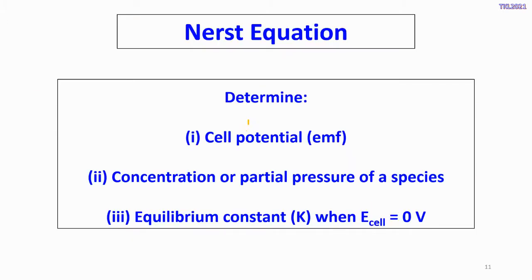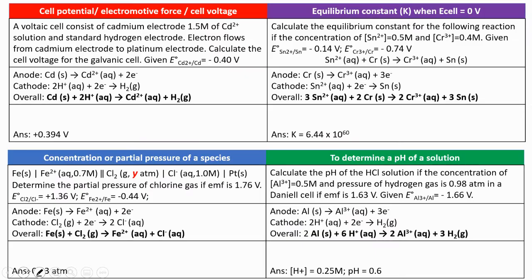Now we continue with the calculation part. Determine cell potential, concentration or partial pressure. Another one is the equilibrium constant.